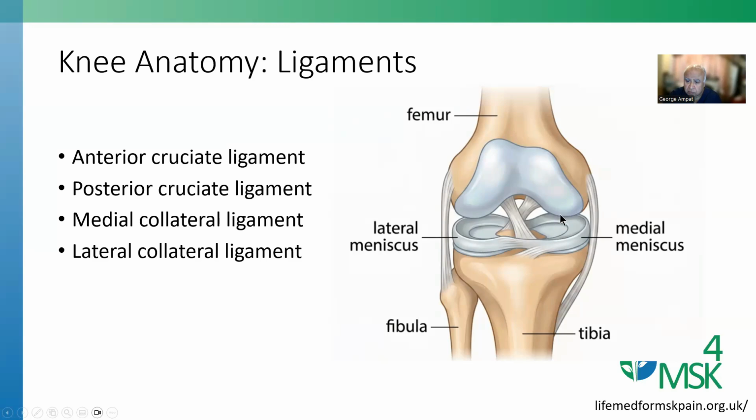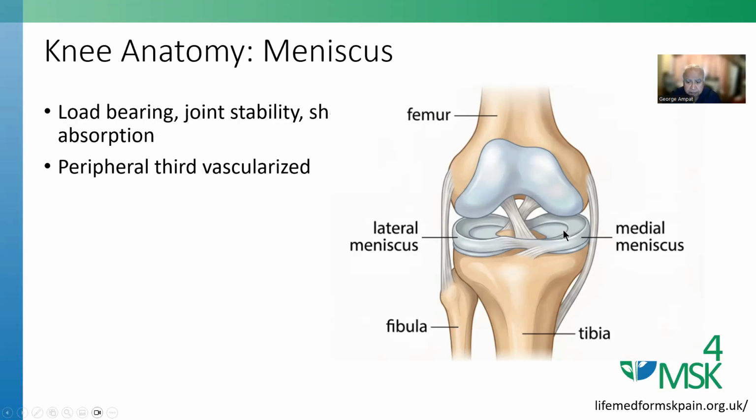The lower end of the thigh bone is round like a ball. There are two round balls. The round ball has to sit on a flat table. The top of the shin bone is flat. To sit on the flat table, nature has provided us with crescentic carpets so that the balls can sit in the center of the carpet.